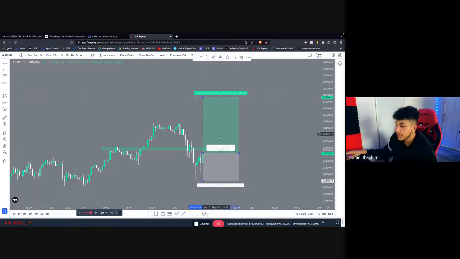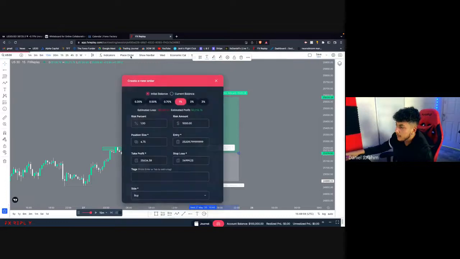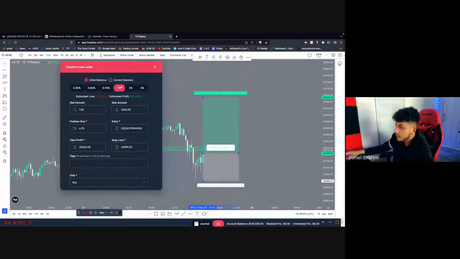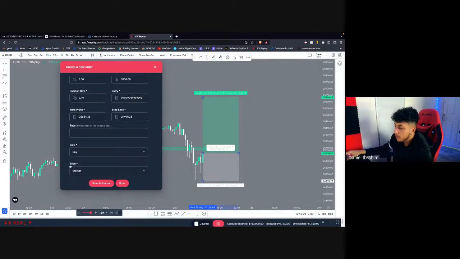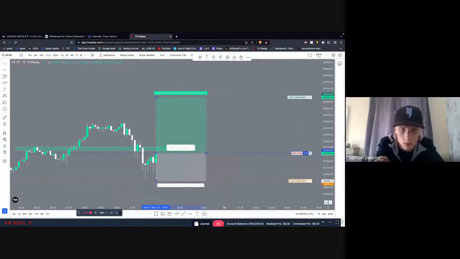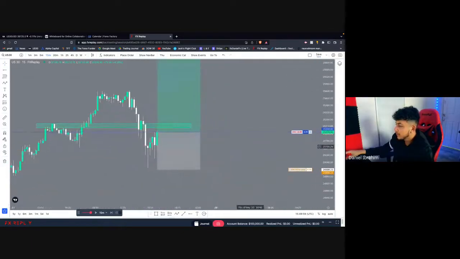Put your TP wherever you want your TP to be at. For the time being, again, we're trading a 1 to 2, so you want to make sure that your trade always shows a 1 to 2 in the middle. See that? Yeah, 1 to 2. Then you can come up here to place order, and it'll bring up this order sheet. You want to make sure you're on 1% risk. And then at the bottom where it says type, make sure you're not on limit or stop. It should be on market. So you click save. You're now entered into the trade.